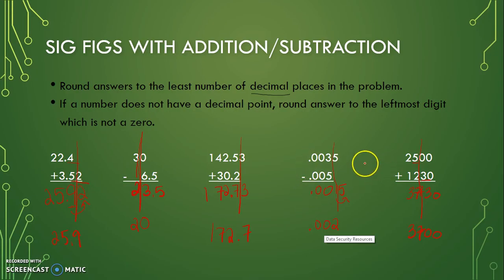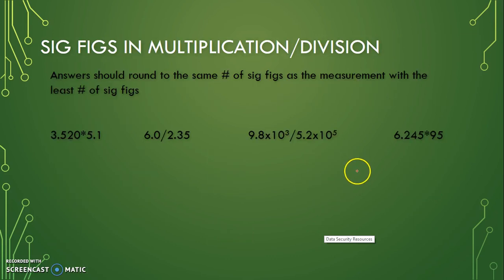Okay, now on to an easier rule, which is multiplication and division. The answers here are simply going to round to basically the least number of sig figs in the problem. The way I put it up here was they're going to round to the same number of sig figs as the measurement with the least in the problem.